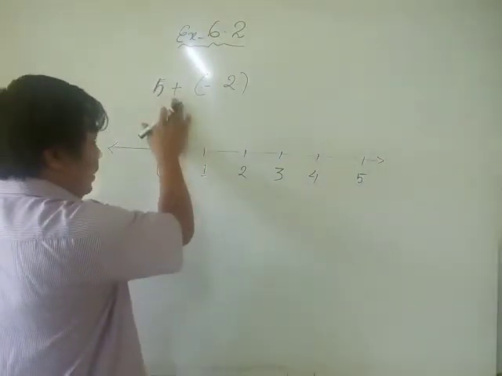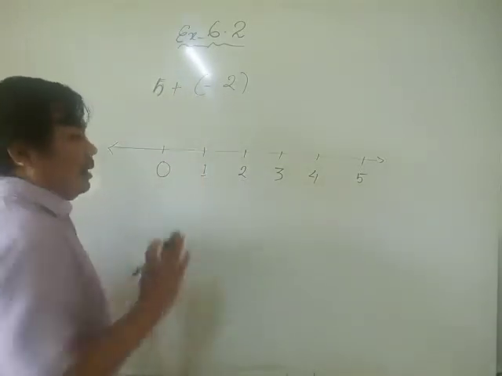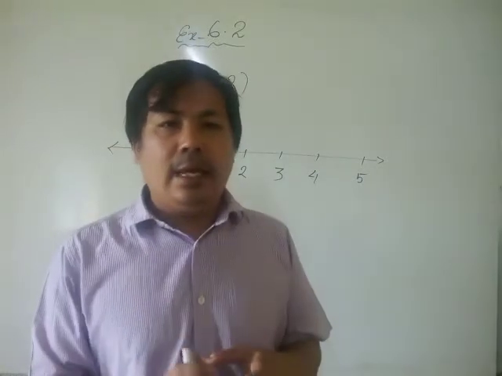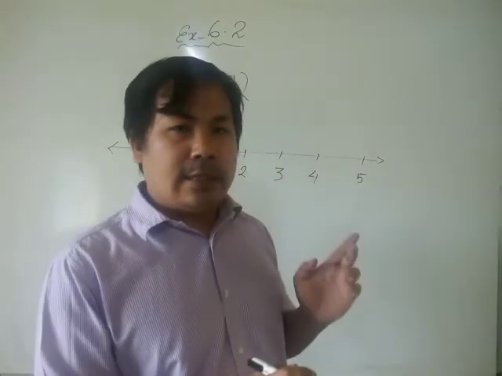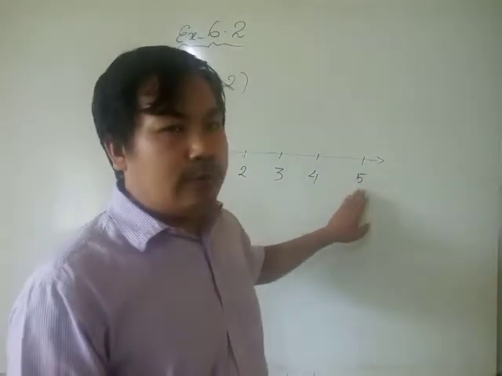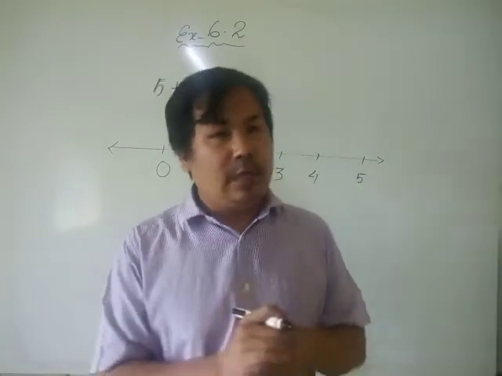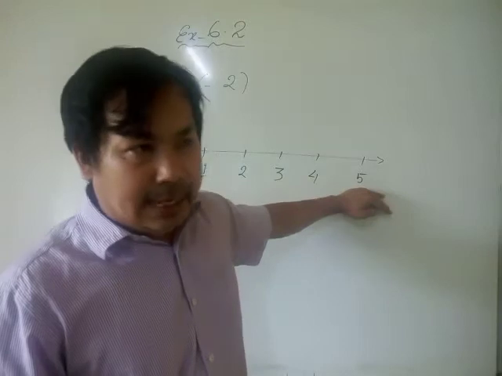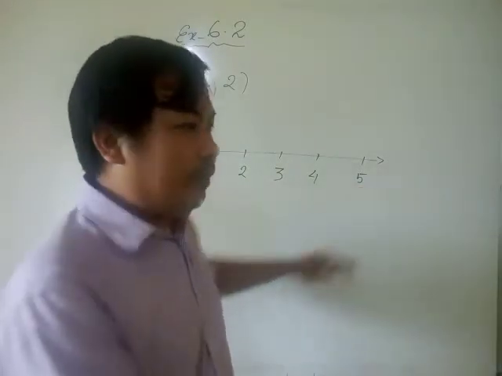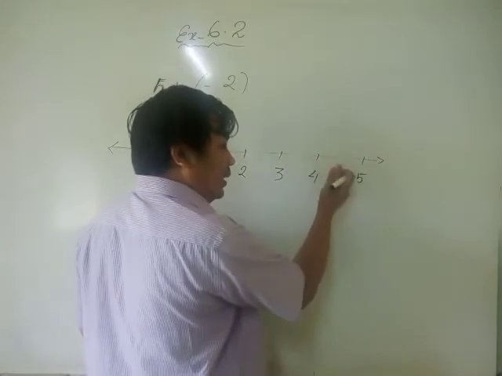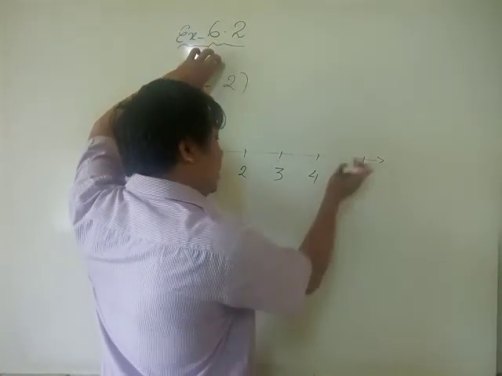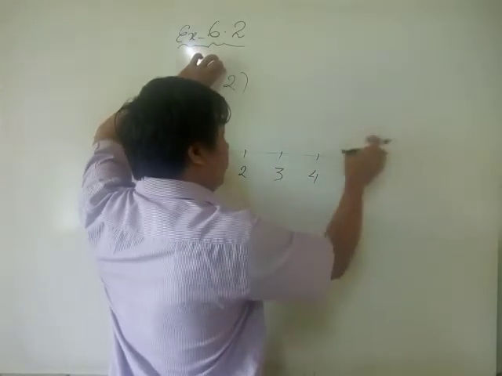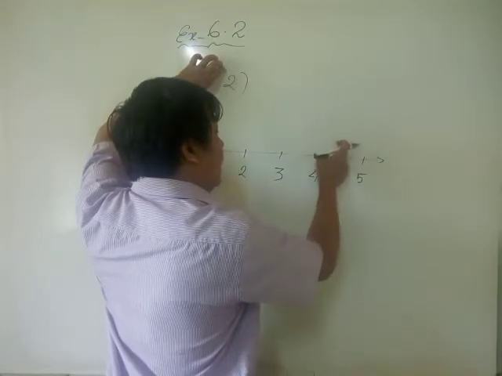So here we have the operation of adding a negative integer. Please keep in mind that when adding a negative integer, we have to go towards the left side of the number, not the right side. The number is 5, and to this 5 we are adding a negative integer, that's why we have to go towards the left side. Adding a negative integer means going to the left of the number, and adding a positive integer means going to the right side. Now it is negative, so we have to go towards the left side.